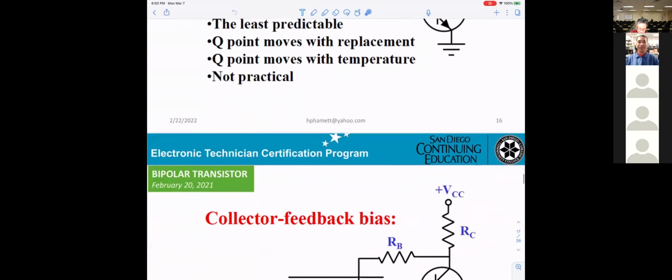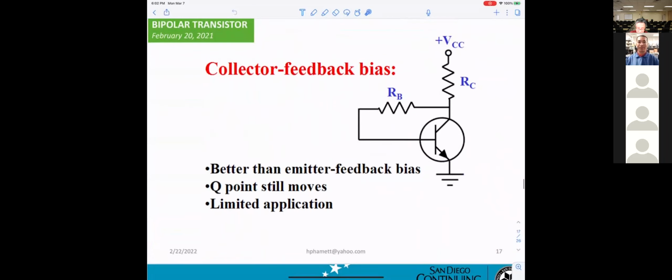I just showed it so when you see it, you know. If you want a value, that's easy. Just go to the simulation, and they'll give you any value you want. And this is what they call collector feedback. Better than emitter feedback, but the Q point still moves. It has limited application. So when you're working, if they give you a transistor, you do not see this kind of configuration.